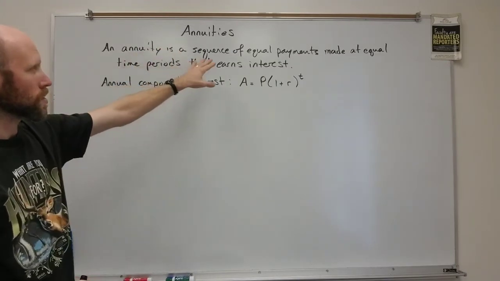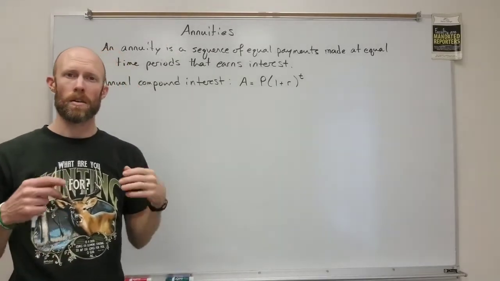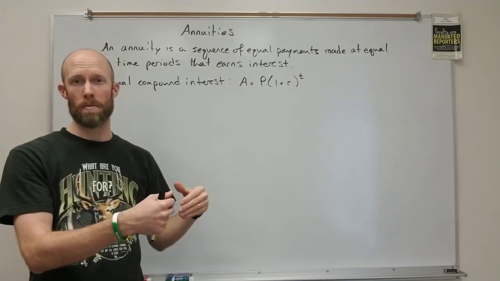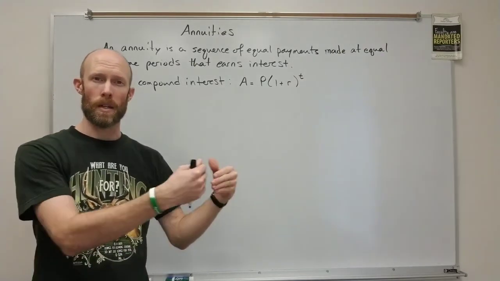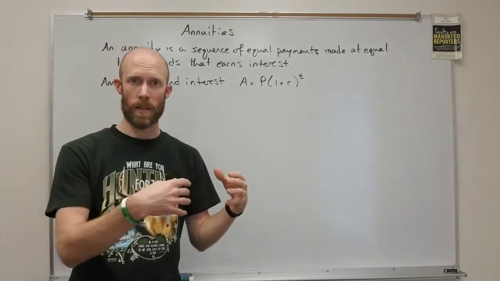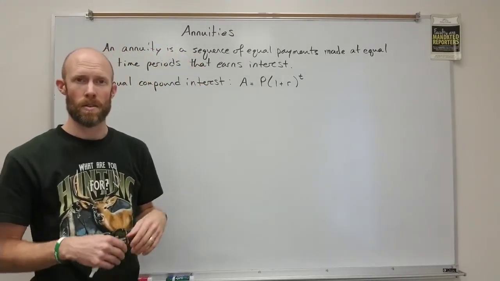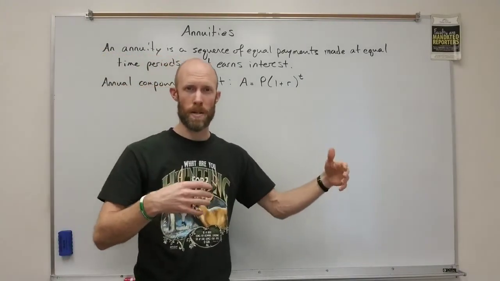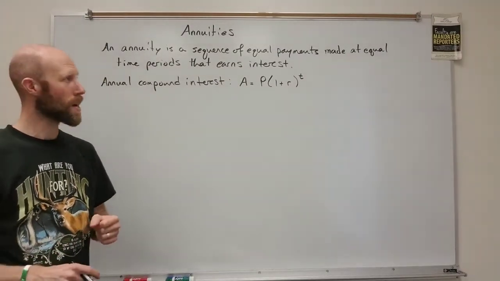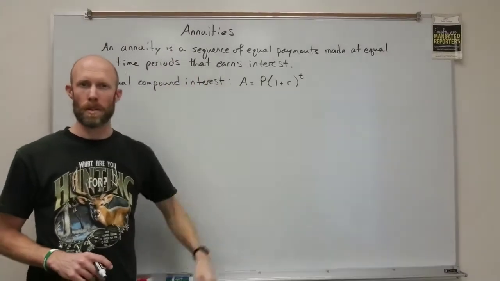An annuity is a sequence of equal payments made at equal time periods that earns interest. So you make a deposit, you're earning interest on it, and then at a certain time period, maybe every year or maybe every month, you make another deposit, and then you earn interest on all of that accrued value, and then at the end of the next time period you make another deposit, and you're still earning interest on all of that. So it's deposit, interest, deposit, more interest, deposit, more interest, or payment, I guess, instead of deposit, but either way. And so the formula for an annuity can be derived.